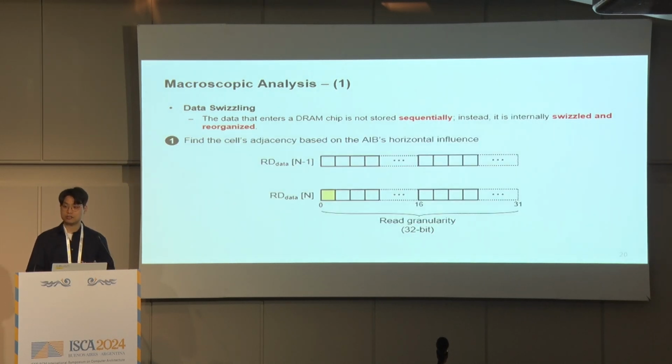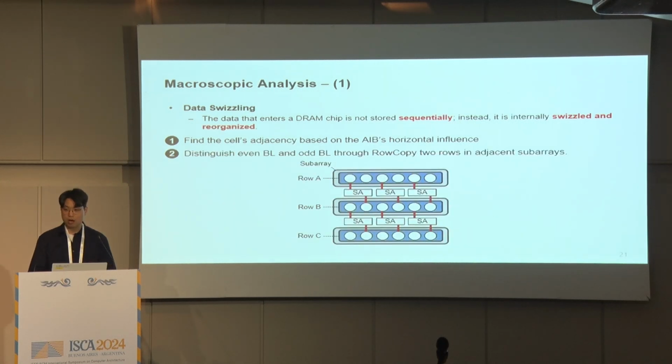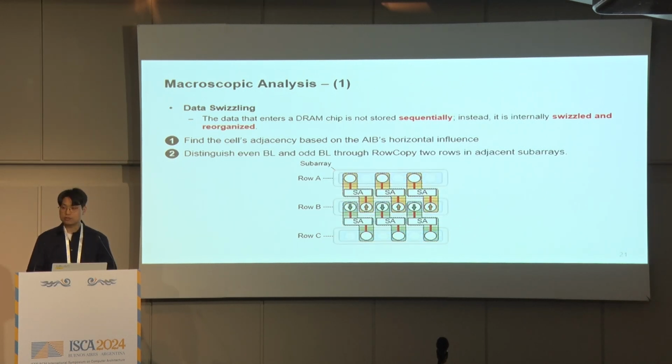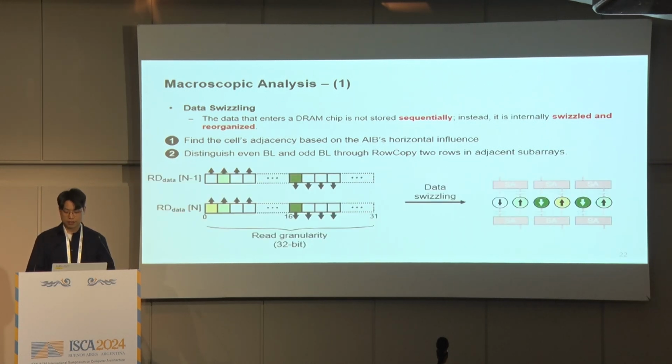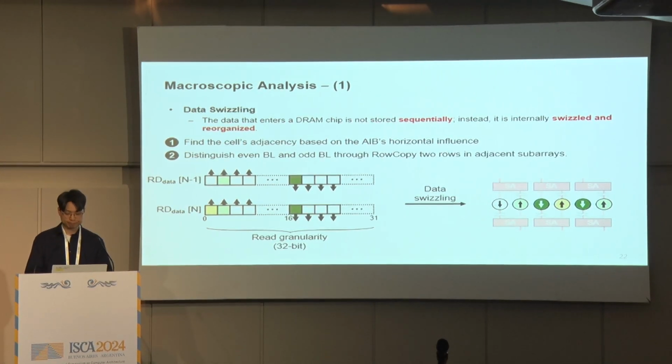First, we identified the cell adjacency. The error rate of Rowhammer attack varies with data dependency, indicating that cells influence each other not only vertically but also horizontally. In the figure, the yellow cell is the victim cell. We identify the influencing cells by changing the victim row's data. And second, we utilize row copy to distinguish the odd and even bit line. We can figure out if a cell is influenced by the upper or lower subarray to determine if a bit line index is odd or even. In short, we identify the data swizzling using Rowhammer and row copy.